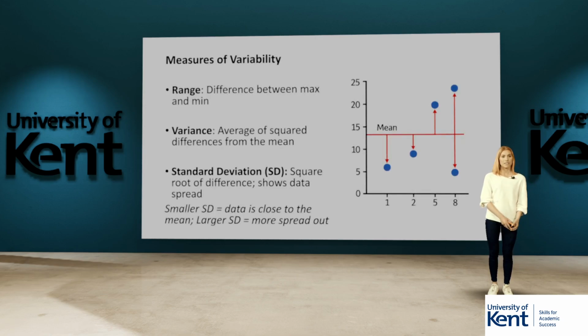Measures of variability tell us how spread out the data is. The range is the difference between the highest and lowest values. Variance looks at the average of squared differences from the mean, giving us a sense of overall spread. The standard deviation is the square root of the variance. So a smaller standard deviation means data points are close to the mean, while a larger standard deviation indicates more spread.